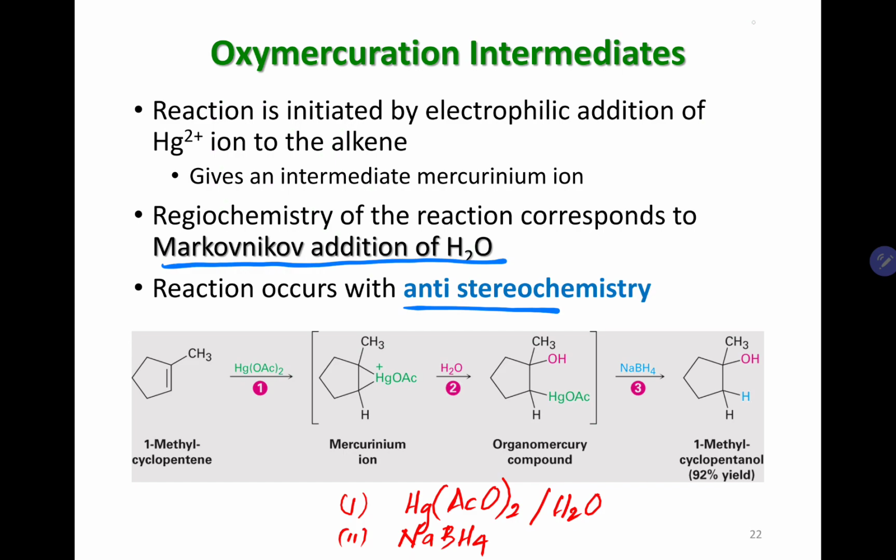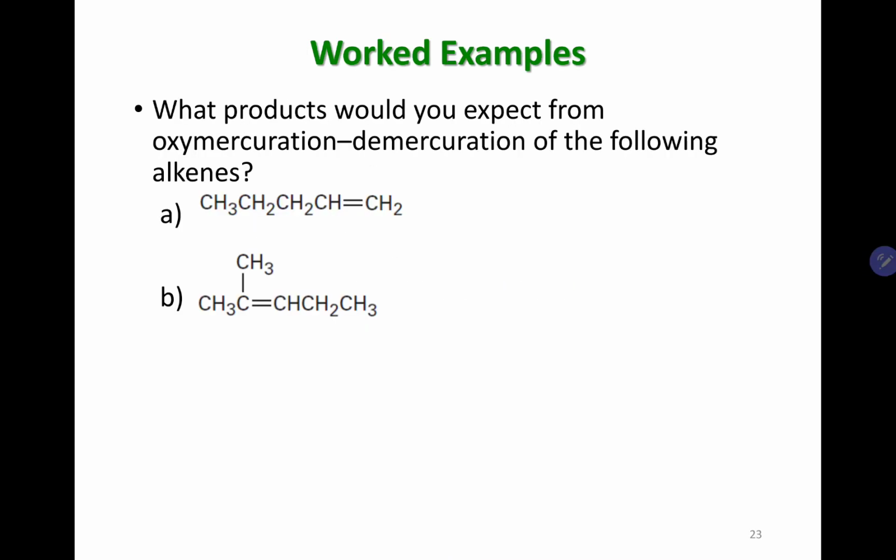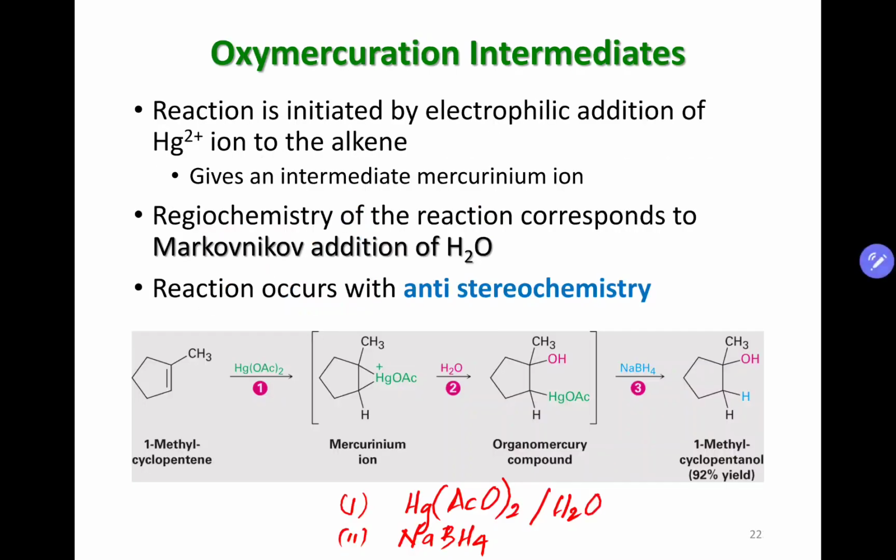So during that halohydrin formation, what we saw was that the formation of a bromonium ion basically prevented the incoming nucleophile. So the nucleophile could only reach from the opposite end to the bromonium ion. So that is why we saw anti-stereochemistry.